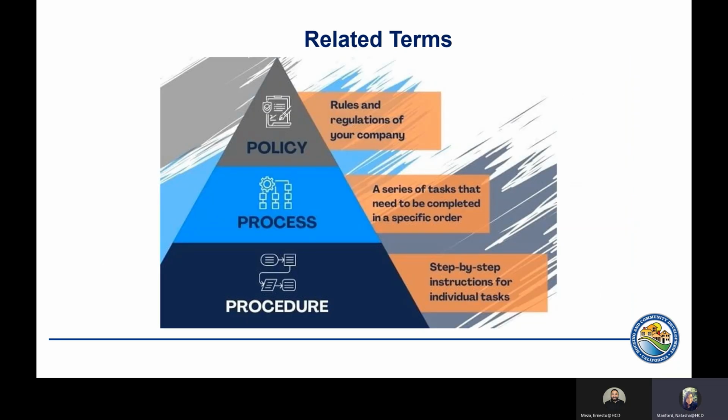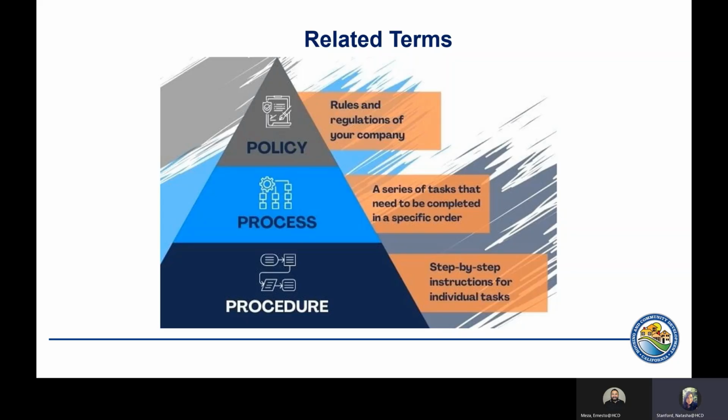We also wanted to differentiate between a few other related terms, what we call the 3 Ps: policy, process, and procedure. Policies are the rules and regulations of your company. These guidelines are used to ensure consistency and compliance throughout your organization. Because policies tend to be broad and general, they really don't tend to change very frequently.